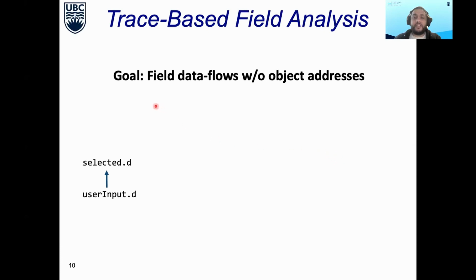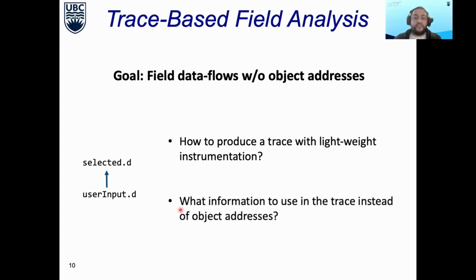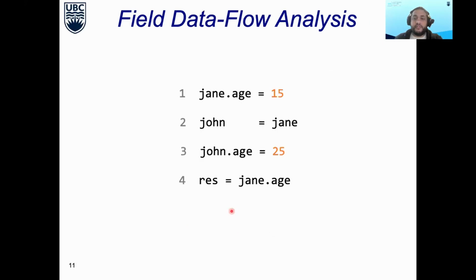For trace-based field analysis, our goal is to find field data flows without relying on object addresses. The main challenge in doing that is how to produce a trace with lightweight instrumentation. Also, what kind of information can we use from the trace to find field data flows to replace the need for object addresses? First, let's look at this piece of code.